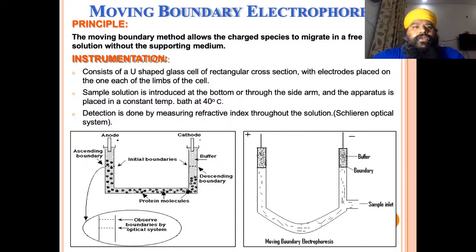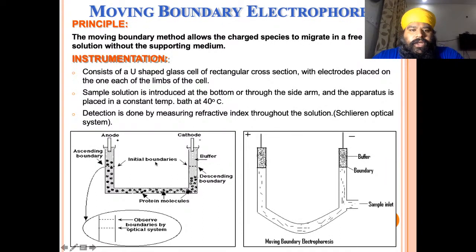Now comes, after zone electrophoresis, moving boundary electrophoresis. The basic principle is that they allow the charged species to migrate in a free moving solution without supporting media. In the instrumentation we always have a U-shaped glass cell of rectangular cross section with electrodes placed on each of the limbs of the cell, and the sample solution is introduced at the bottom or through the side arm. The apparatus is placed in a constant temperature bath at 40 degrees Celsius, and detection is done by measuring the refractive index throughout the solution.